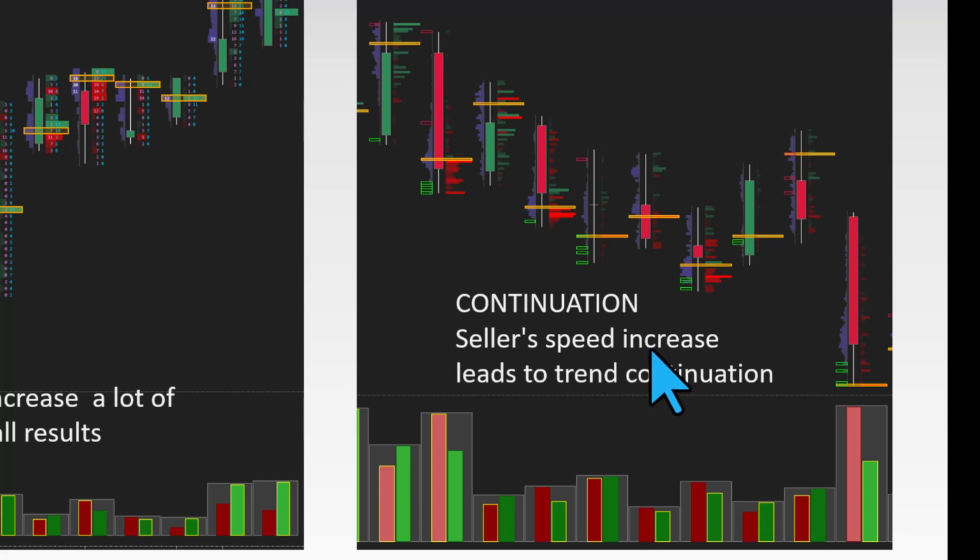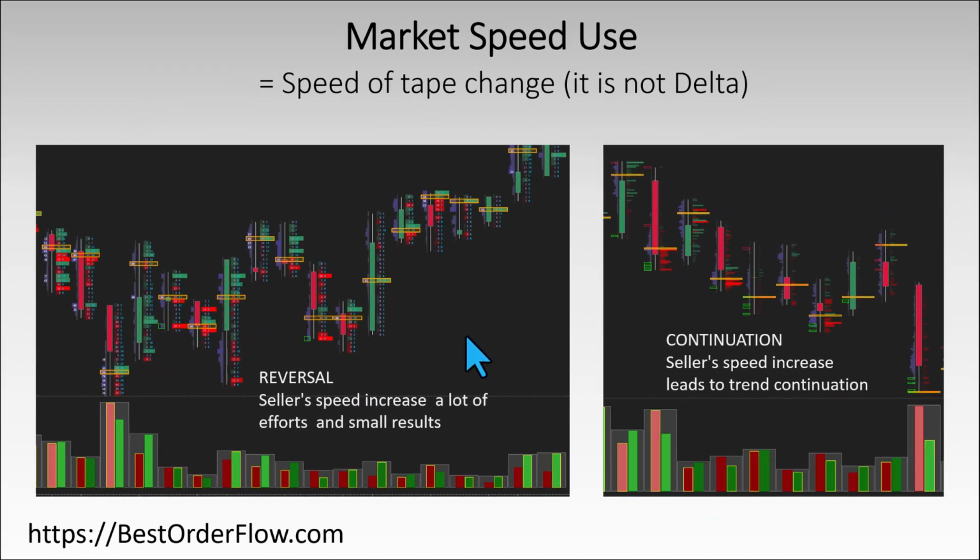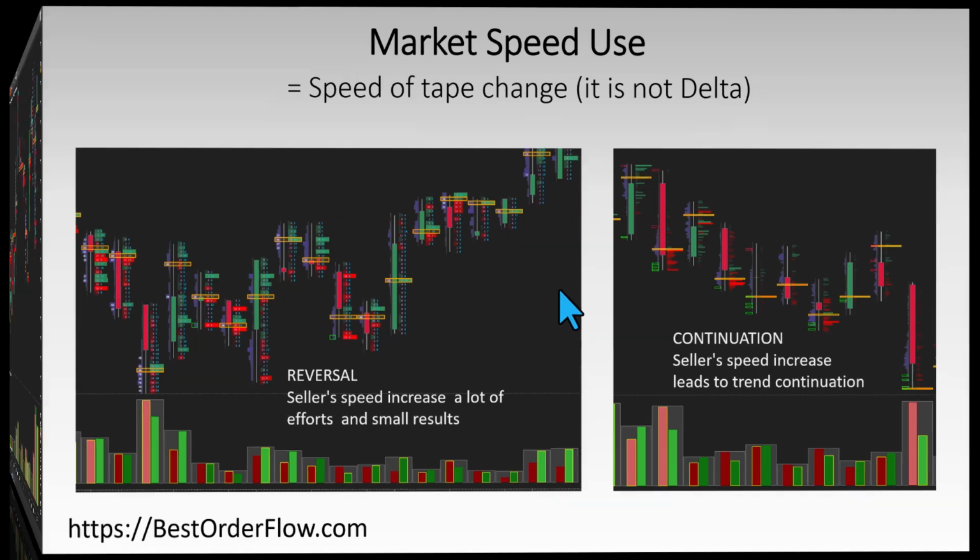Now we can use this indicator for a continuation. When the sellers' speed increases, like in this candle, they increase the speed of sale. Then they added some more speed in the other candles, like over here and here and even here. They add some more speed to sell, and even in this candle, and it leads to continuation in the momentum for their efforts. Two different ways to use this indicator, and it is highly dependent on the context.